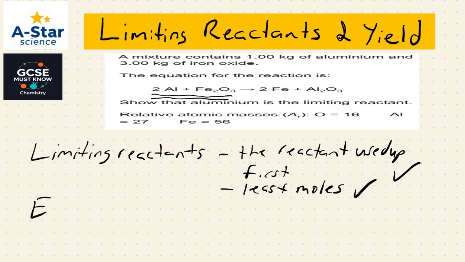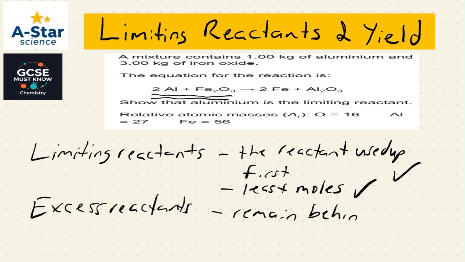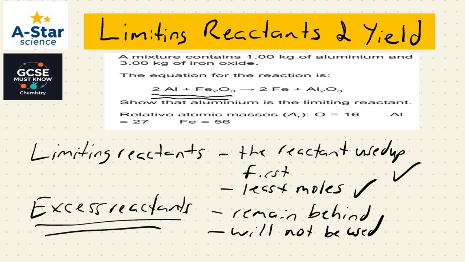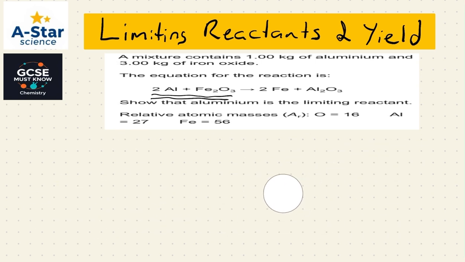That's different than the reactant that is in excess. In excess means some will remain behind. It won't be used up. There's more than enough moles of those reactants that are in excess. But how do we know which one is the limiting reactant, and how do we know which ones are in excess? That's what this calculation is going to help you with today.